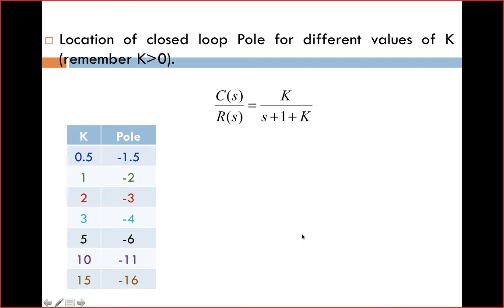For example, just consider this. It's very important. You have to be very careful. I am not simply talking, I am giving the concept of root locus. If you people are not following, then it is very difficult to draw the plot.